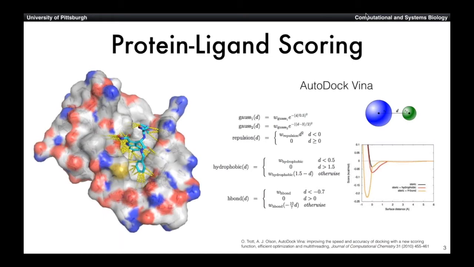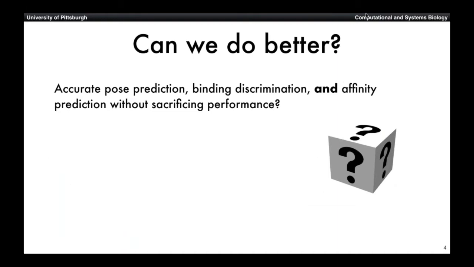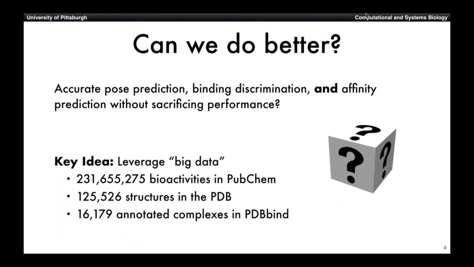Given a snapshot of a ligand and a receptor in complex, it gives some score for how good that is. A conventional scoring function is something like AutoDock Vina, which is what we use for our baseline. It is a bunch of pairwise potentials, steric, hydrophobic, hydrogen bond, shown here, and you just add them up and you get your score.